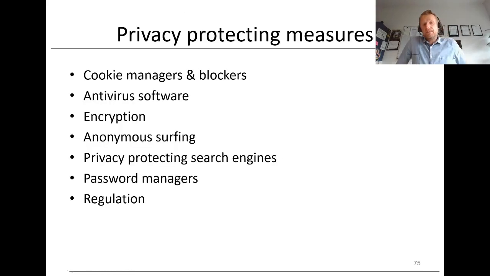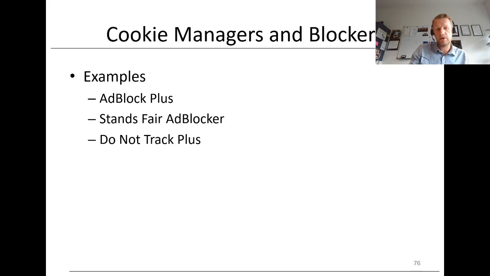There are various privacy protecting measures that can be taken. There are cookie managers and blockers, antivirus software, encryption, anonymous surfing, privacy protecting search engines, password managers, and regulation. Let's elaborate a bit further on how each of these work. Well, cookie managers and blockers, as the term suggests, just manage and block cookies, right? So you can tailor that to your needs. You can say, I tolerate first-party cookies, but I won't tolerate third-party cookies. Examples are AdBlock Plus, which stands for ad blocker, and Do Not Track Plus, right?